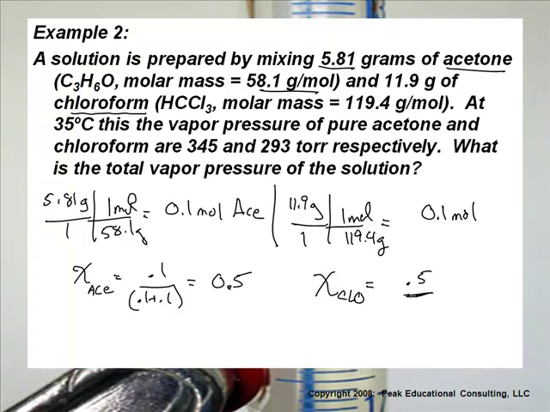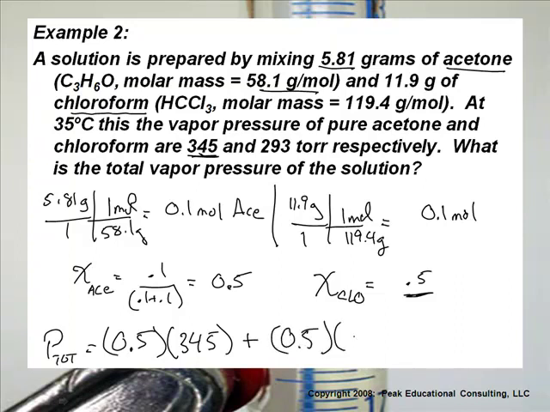Now, the P total will be the mole fraction of the acetone, which is 0.5, times the vapor pressure of the acetone. Now, which one is the acetone? Acetone is 345. Not that it matters because they have the same fraction, but normally that would matter. So we'll write that. Then this will be 0.5 times 293. It's kind of like an average of the two, in this case. 319. So that's simple. You just do it that way. Not terribly hard, was that question?